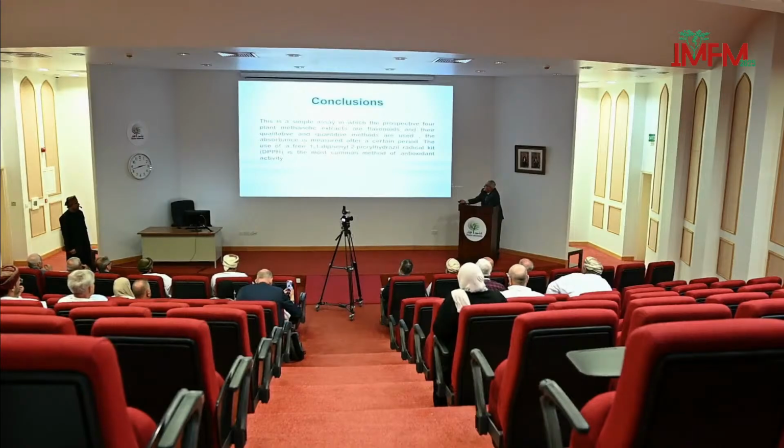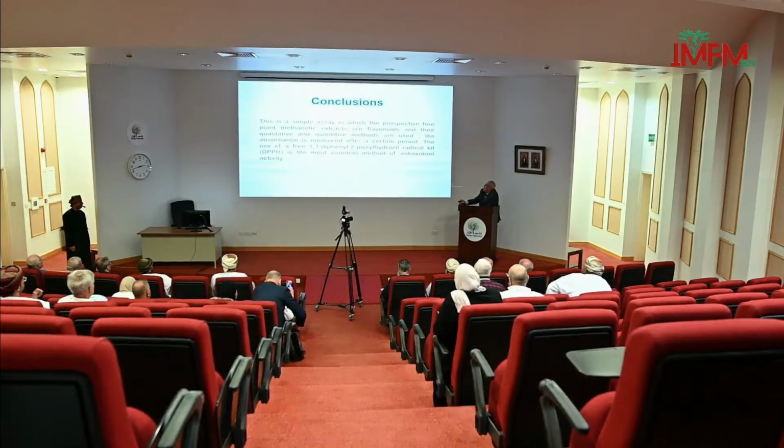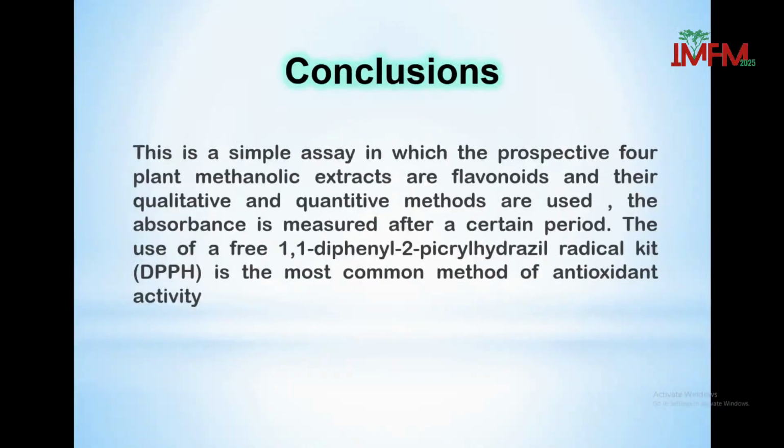In conclusion, the simple assay shows that the prospective compounds for the plant in methanolic extract are flavonoids, and qualitative and quantitative analysis are used with the absorbance. For free radical antioxidant activity, the 1,1-diphenyl-2-picrylhydrazyl free radical kit using ELISA, known as the DPPH method or assay, is a common method for antioxidant activity.